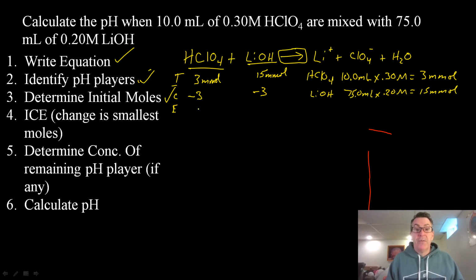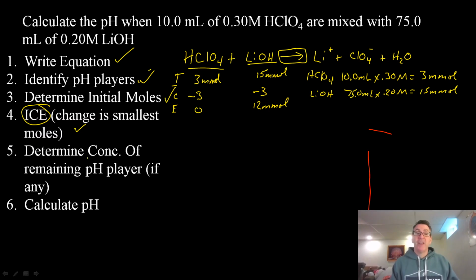So what happens to the HClO4? 3 minus 3 takes it all the way down to 0 millimoles. There's no perchloric acid left. And then 15 minus 3, that means I've got 12 millimoles of that lithium hydroxide. So what we just did is this ICE calculation where your change is the smallest number of moles. All right, one of the two reactants should go to 0. If it's an equivalence point system, then your initial amounts would be the same. Both reactants would go to 0. And then some other things happen there. But this is just to give you another example here.